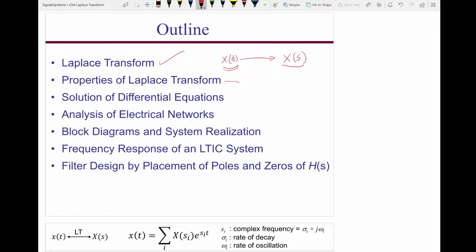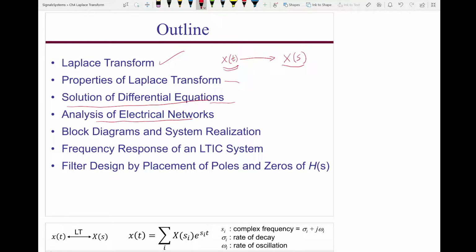Then we will learn about the properties of the Laplace transform, and some of the properties will help us do system analysis. Then we will learn the power of the Laplace transform by solving differential equations. We saw in the time domain, it's time consuming and takes many steps just to do a second order system. In the Laplace domain, we can solve a fifth, sixth, seventh order system easily.